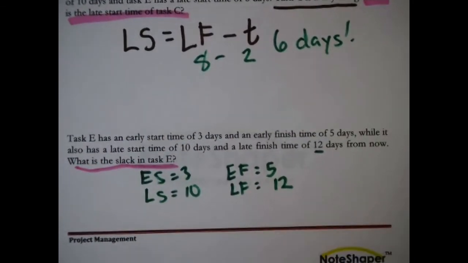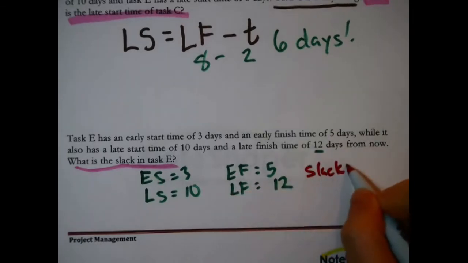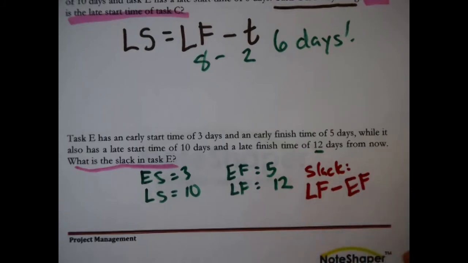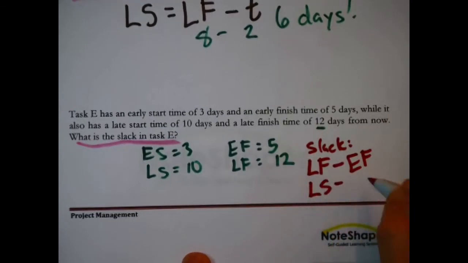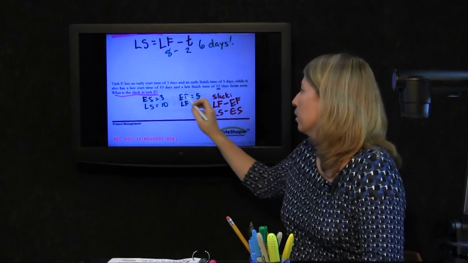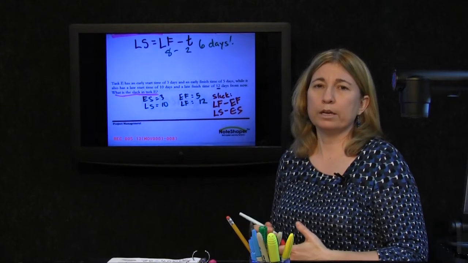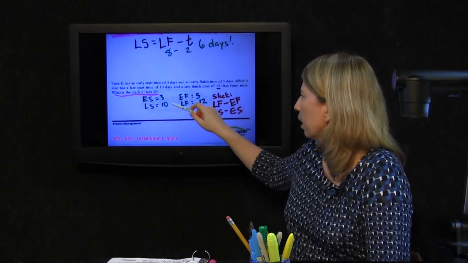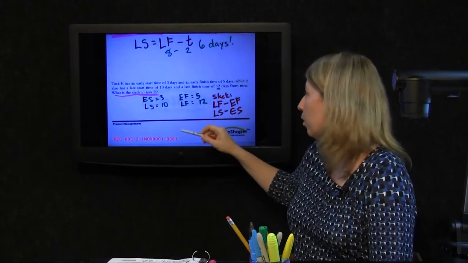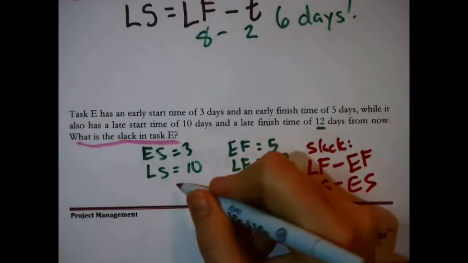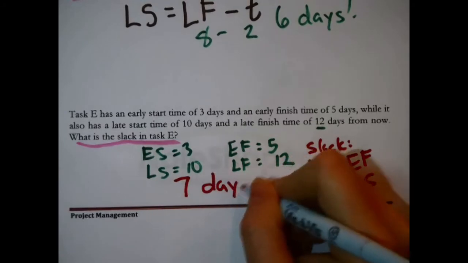Oh, that's easy. We remember that slack, there's 2 ways to calculate it. You could take the late finish time and subtract out the early finish time, or you could take the late start time and subtract out the early start time. It doesn't matter. Slack is essentially the difference in the 2 sets of timing for any task. So for this particular problem, this task E, you could say 10 minus 3, that would be 7. Or you could say 12 minus 5, that would be 7. The slack in task E is 7 days.